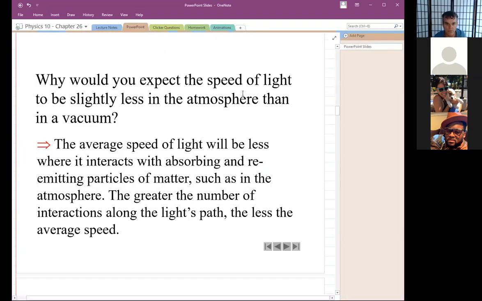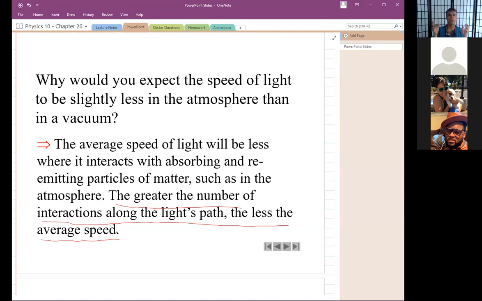What happened? Well, the average speed of light will be less where it interacts with absorbing and re-emitting particles of matter, such as the atmosphere. The more it has to interact, the longer it's going to take to travel through a material. So even light traveling through our atmosphere, how does it get through our atmosphere? Well, by getting absorbed and re-emitted by whatever's in our atmosphere, mostly nitrogen and oxygen.